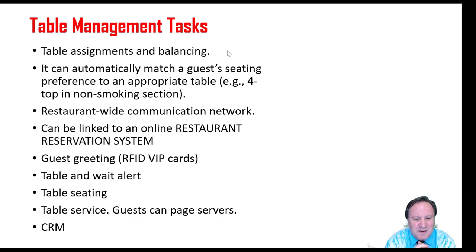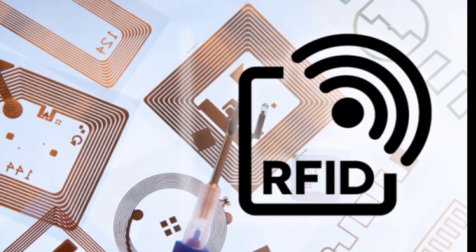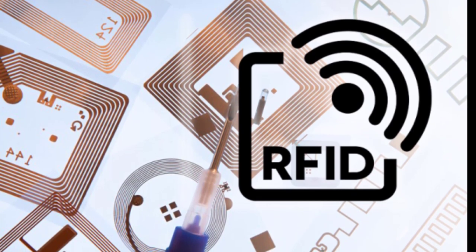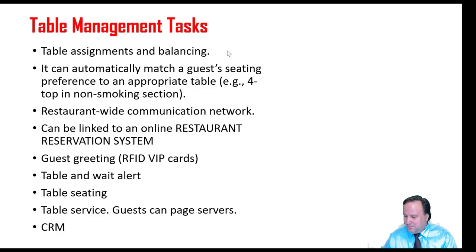Guest greeting. What that means is that this is a little bit high-tech. With the RFID VIP cards, let's say that you have a guest loyalty program and you give your guest a loyalty card. If that card has RFID, radio frequency identification enabled, or if they have an app, you can understand when they come. It will pop up that person's picture and name, and even the last order, what they have ordered before.